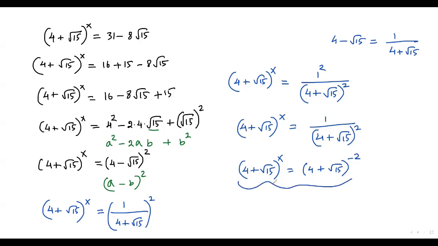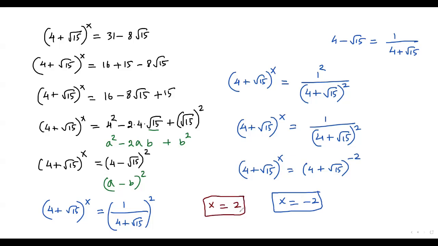Here the two terms are equal with the same base. The base on the left side is 4 + √15, and on the right side we also have the same base, 4 + √15. Whenever two terms are equal with the same base, we can equate the exponents. So we get x equals −2. Now I have solved the second equation and got x equals −2. Already I solved the first equation and got x equals 2. So now I have two values for x in the given equation: one is 2 and the other is −2.